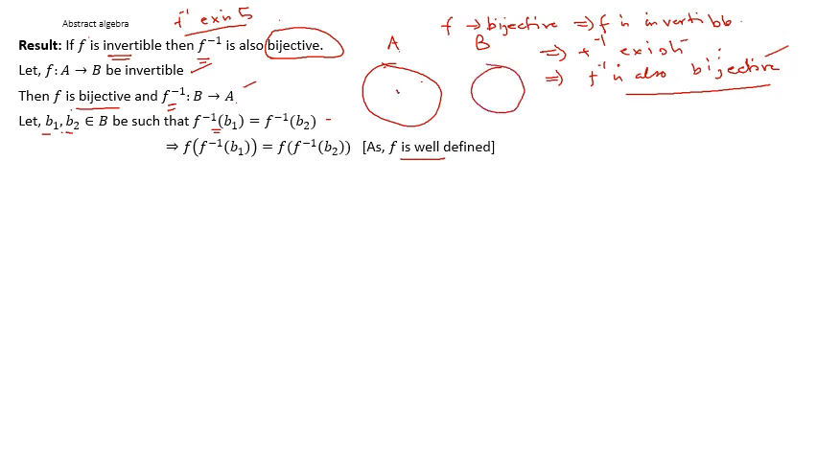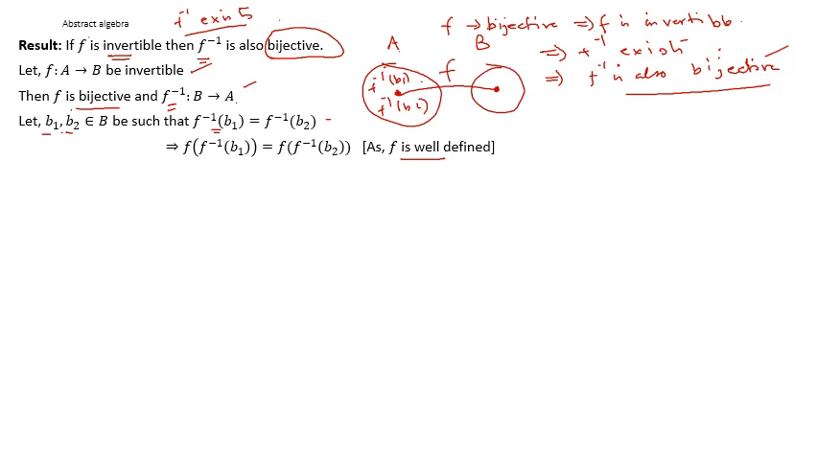We are assuming that f inverse b1 equal to f inverse b2. So this is the same element. This is the element f inverse b1. This is also the element f inverse b2. Now since this element is the same, it will have only one image, because one element cannot have two images under f. That means f of f inverse b1 equals f of f inverse b2, because f is well defined. If one element had two images, the function would not be well defined.